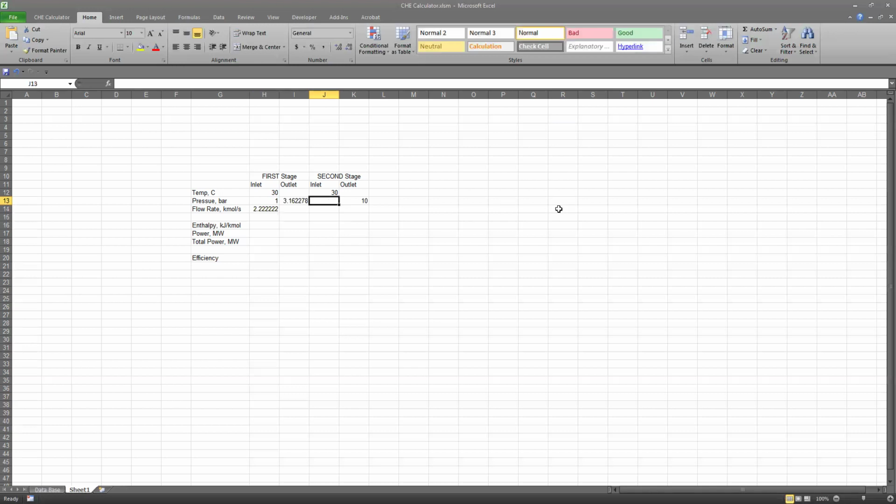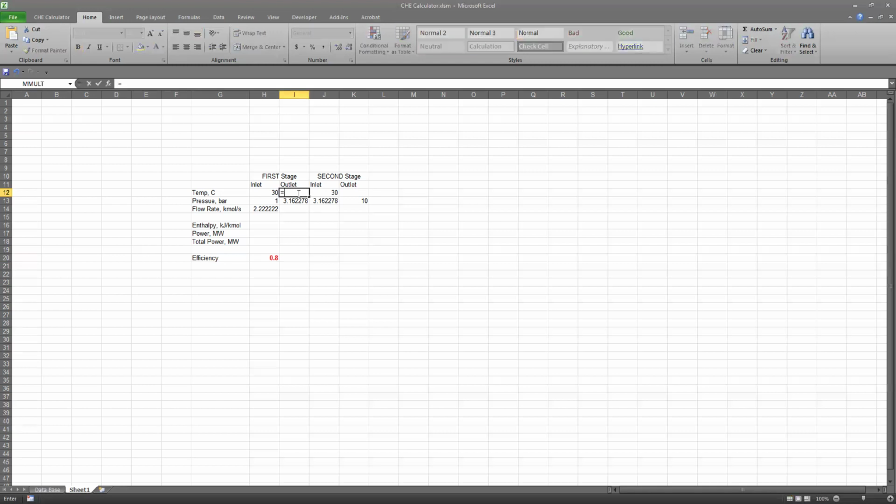The inlet pressure to the second stage is the same as the outlet pressure of the first stage. And let's assume an efficiency, let's say 0.8, 80% efficiency. I'm going to make this bold and red because it's something that we need to calculate. So now let's calculate the temperature in the outlet of the first compressor.